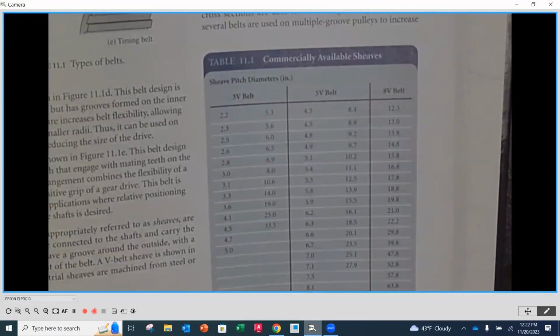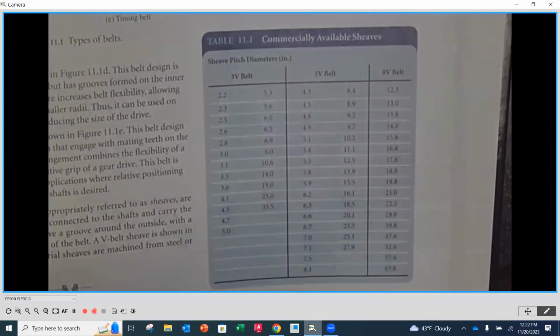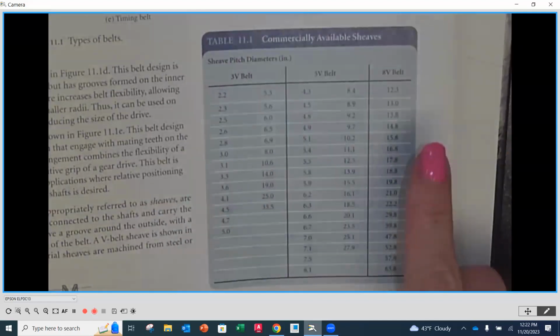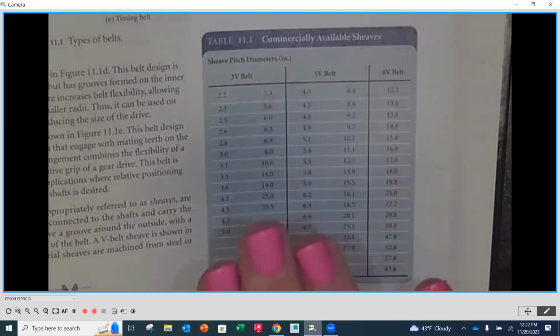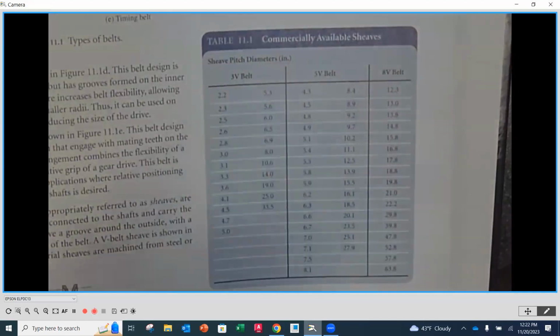All right. There are vendors that do this and make a ton of them. And what you need to do then is work off of their list. They'll make all of these standard sizes of 3V, 5V, and 8V belts. Those are like 3 popular categories. And then the ones that are listed here, again, are part of a standard.